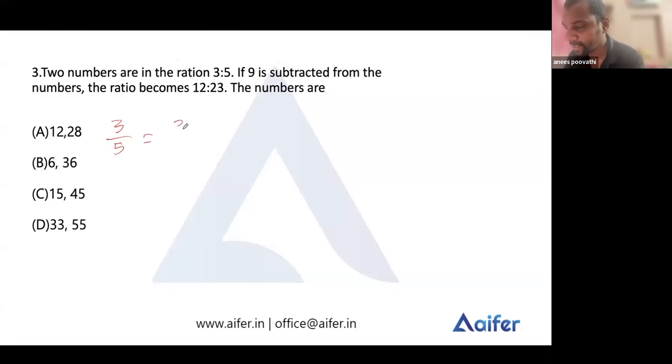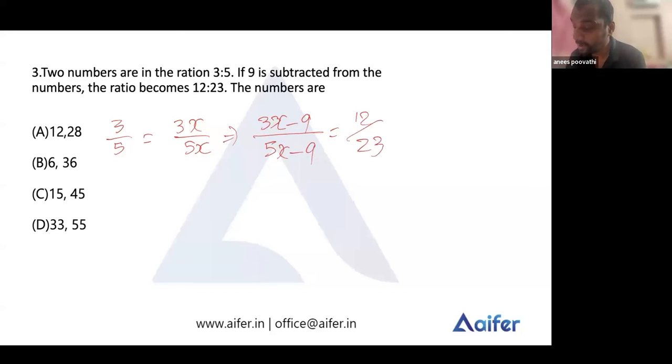We have 3/5, 3x by 5x. 9 is subtracted. We have (3x minus 9) by (5x minus 9) is equal to 12/23. So we have 23 into (3x minus 9) is equal to 12 into (5x minus 9).